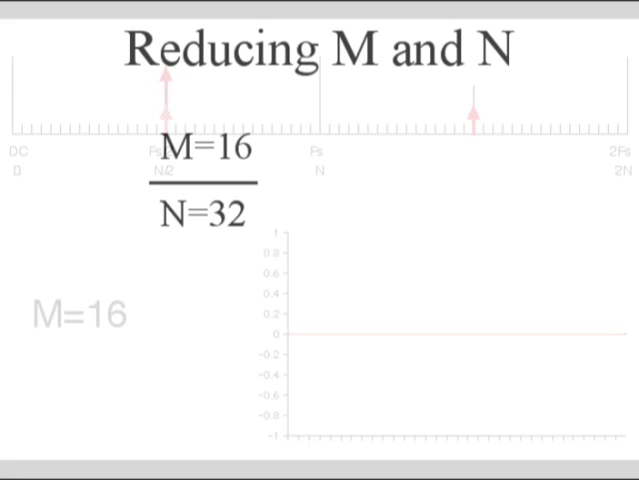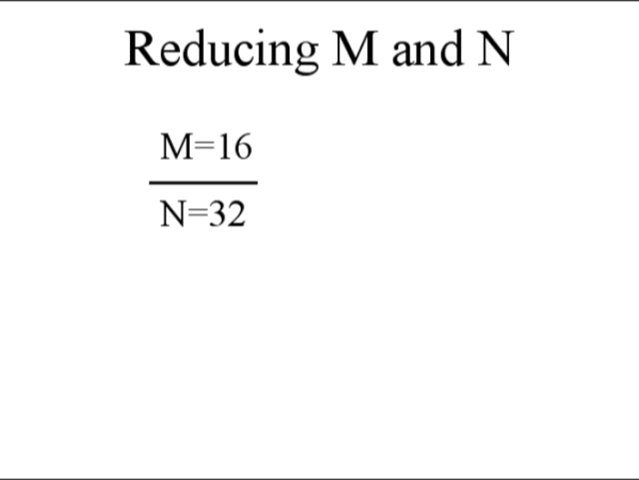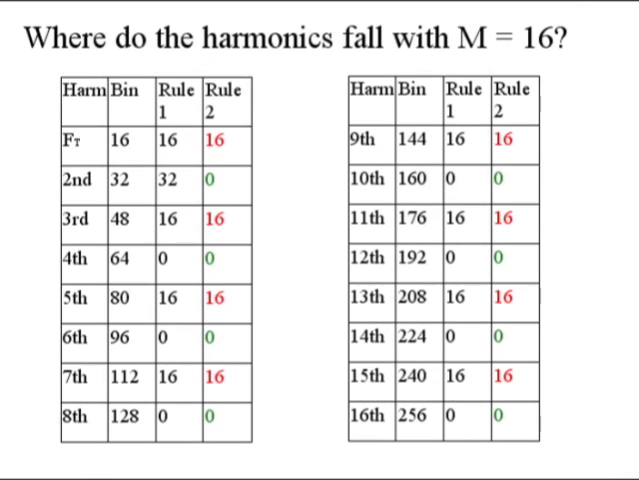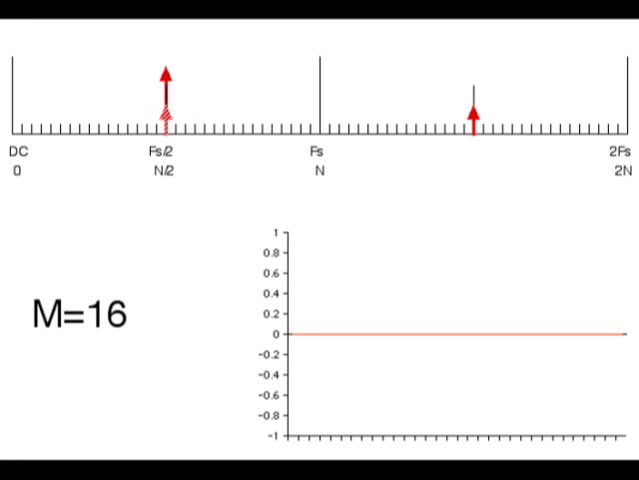Bin 16 is not to be trusted because the phasing of the waveform controls what the amplitude is going to be. With an M of 16 and an N of 32, we reduce to 1 over 2, which means our number of effective bins is equal to 2 over 2 plus 1, or just 2. So there's only 2 bins for things to go into, no matter how many harmonics we have. So even if we had an impulse with an M of 16, every single harmonic that we got would end up in either bin 0 or bin 16. And because they would all be piling on top of each other, we couldn't tell what our DC offset is or what any of the harmonic amplitudes were.